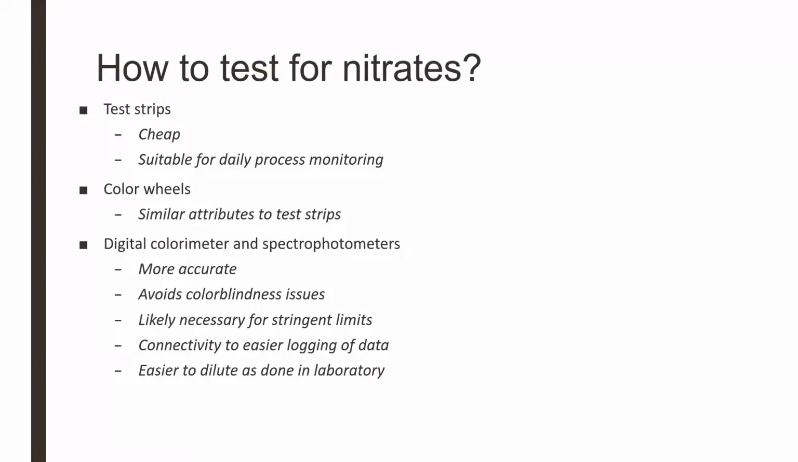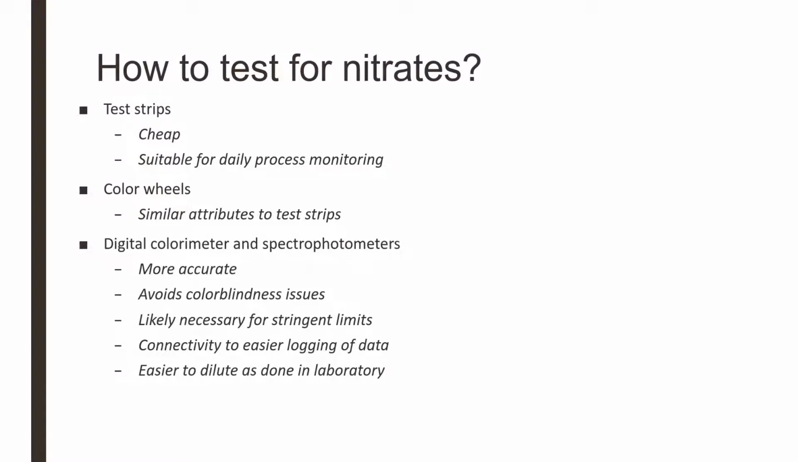I have seen nitrate specific colorimeters out there, but most of them will be a broader array of various constituents that could be important to test for at a treatment plant. The advantages of these, while they are more expensive, is that they are more accurate as well. Many people are colorblind. Some people don't really know it very well. So you avoid issues with color blindness that do crop up with color wheels and test strips.